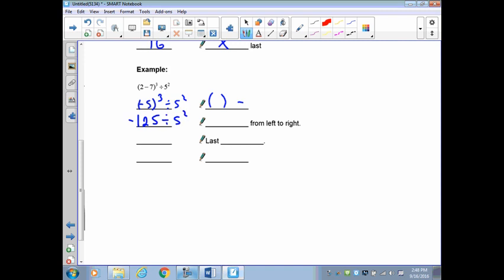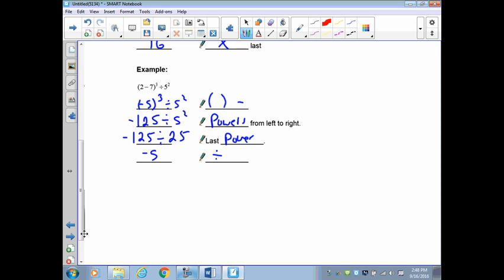divided by 5 squared. Now that I've got the first exponent done, I can now work on the next exponent. I guess I should do powers from left to right. So I've got negative 125, and now I can divide that by 5 times 5, which is 25. So this is the last power I just did. And finally, I can do my dividing. 125 divided by 25 is 5, and a negative divided by a positive is a negative. So my final answer is negative 5.